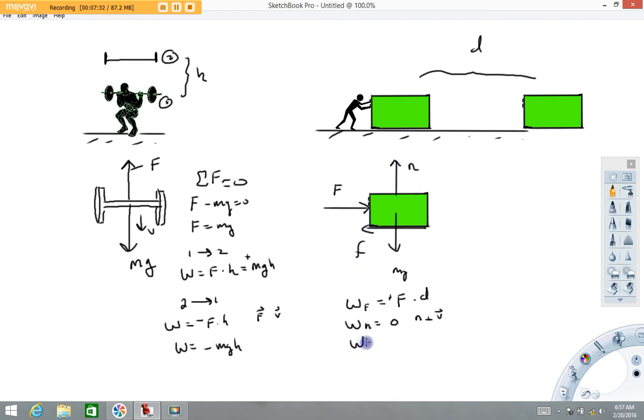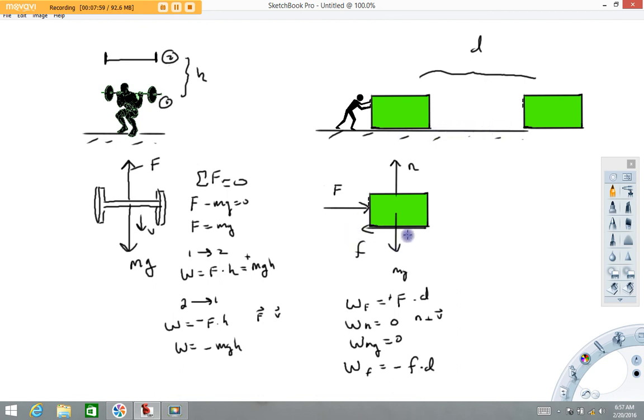Work done by the gravitational force, the work done by mg here, is 0 for the same reason. The gravitational force makes a right angle to the displacement. The work done by the frictional force is going to equal whatever the frictional force is times the distance, and the work done by the frictional force would be a negative number. The reason? The velocity of the box is to the right, the frictional force is to the left.